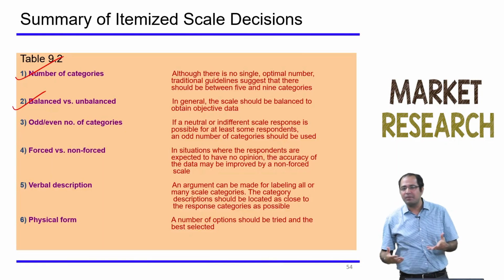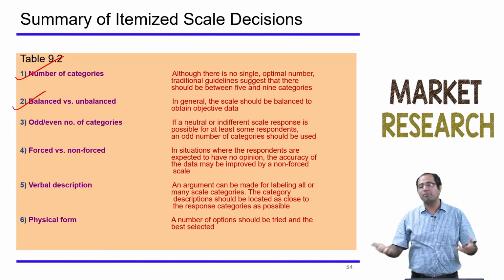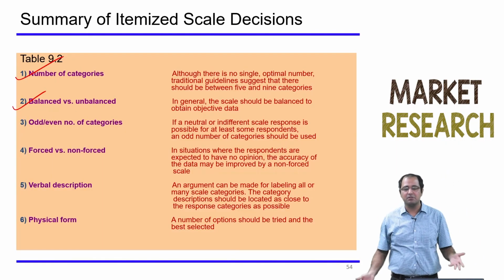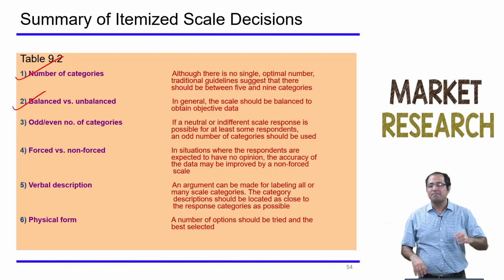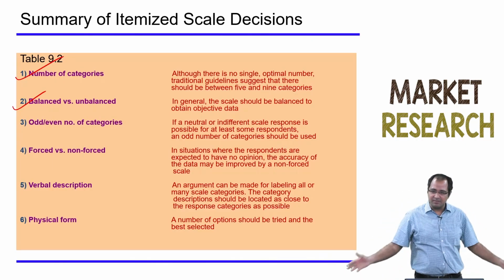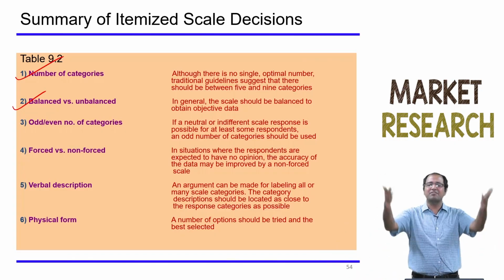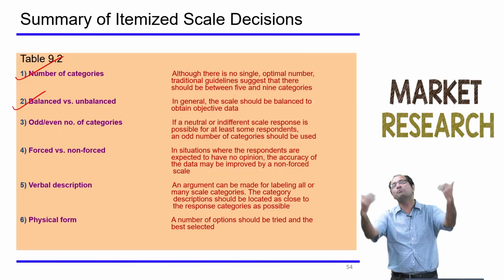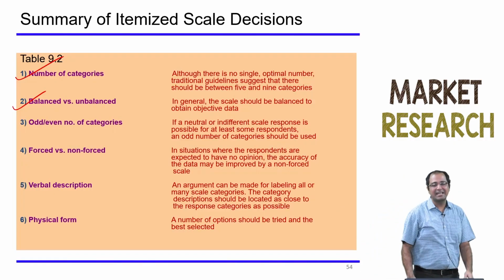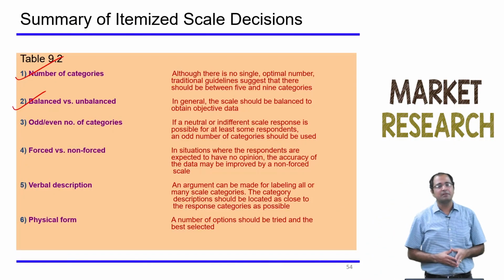Unbalanced scales are used when you see that in your sample or in the population from which you are withdrawing the sample, people are more likely to answer in the positive because of that kind of characteristic would come towards the more positive side than negative. But always try to use the balanced scale.